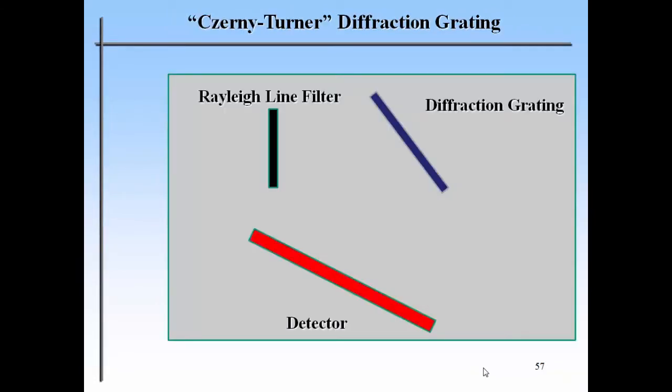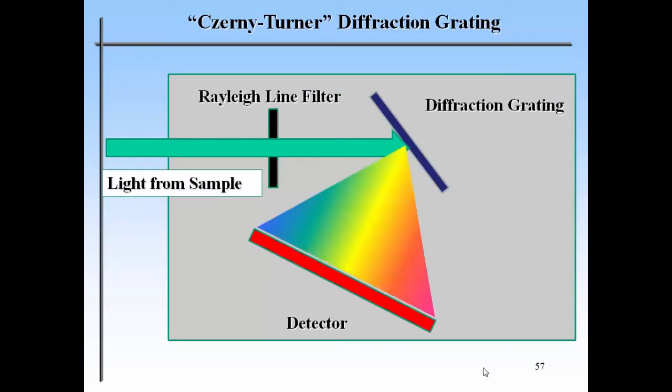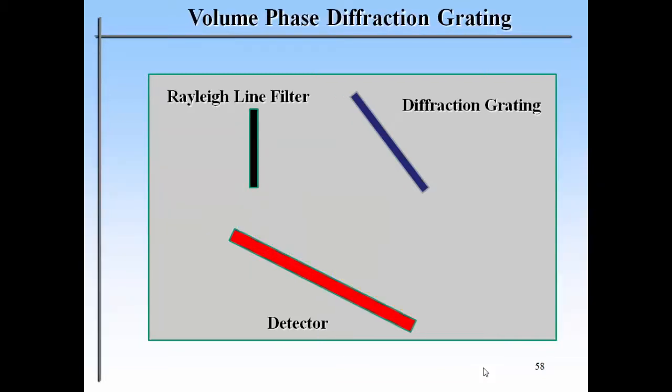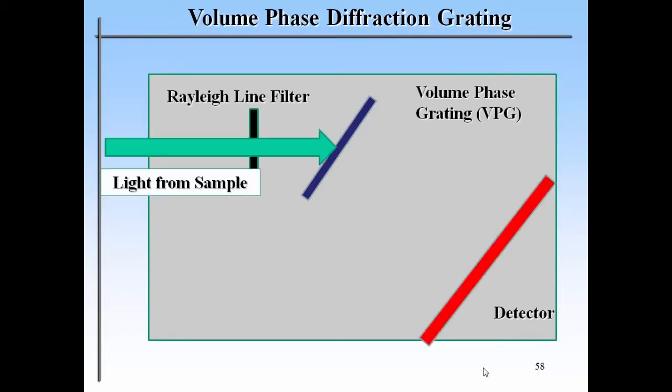Now, what is the difference between a conventional grating? This is a so-called Czerny-Turner. The radiation falls on the grating and is dispersed into the different colors. In the transmission grating, there is a slight rotation of some optical parts, and you transmit through the grating, and the detector is behind.